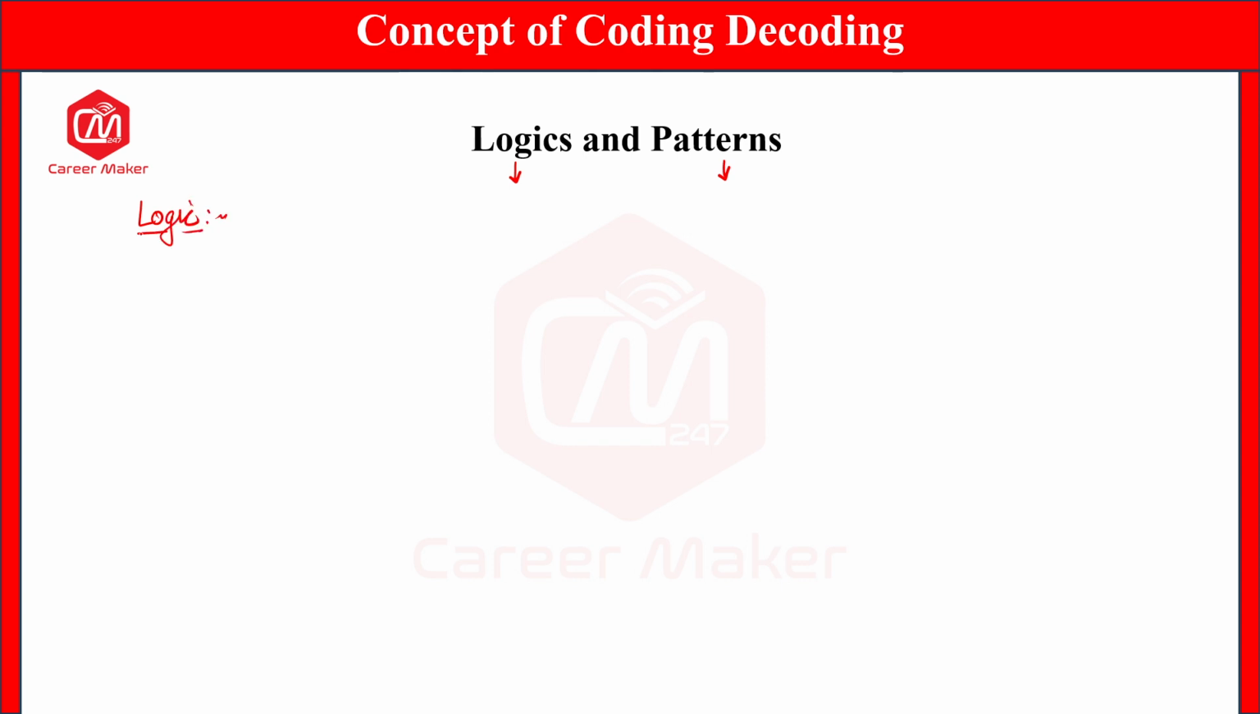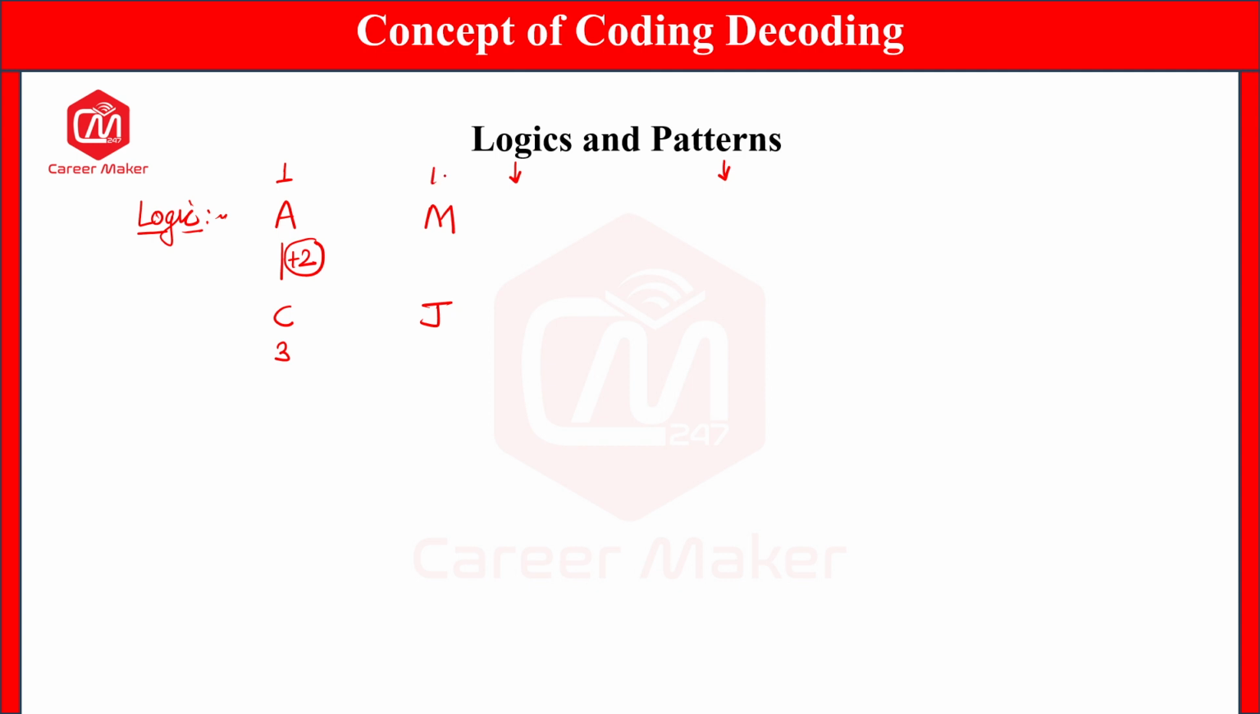Logic is nothing but changing one form into another form by using a process; that is called logic. Let's suppose I am writing A as C. What I am doing is changing the position of A by adding 2 to it, so 1 becomes 3. That's called an increment in the position of A. That's called logic.